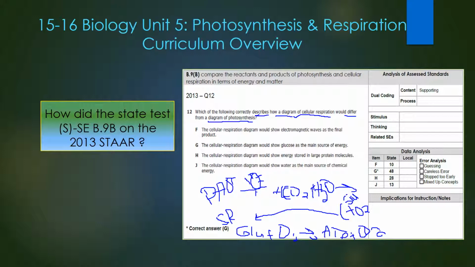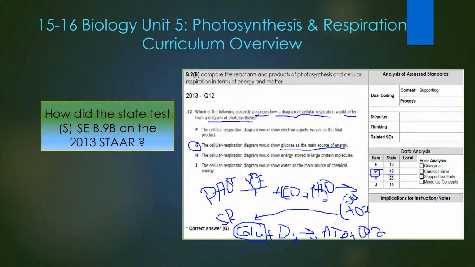And what's my main source of getting this energy? Glucose. So when I look at my answer choices, I see that the cellular respiration diagram will show that glucose is the main source of energy in cellular respiration, which is correct. Main source of energy. Sugar molecule converted to energy. And looking at our testing, the correct answer was G, and 48% of the students across the state got that correctly. And you can see the second highest was H.